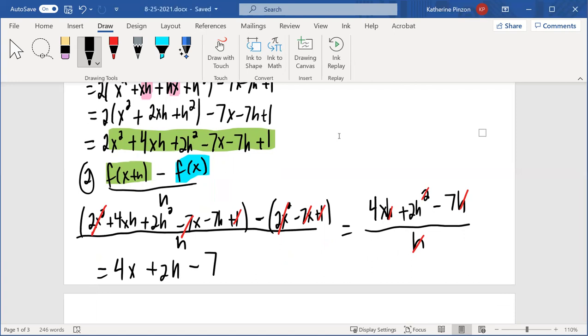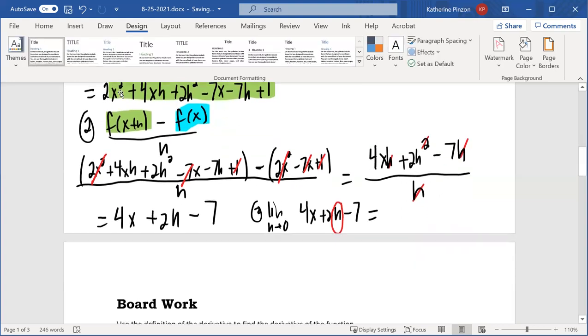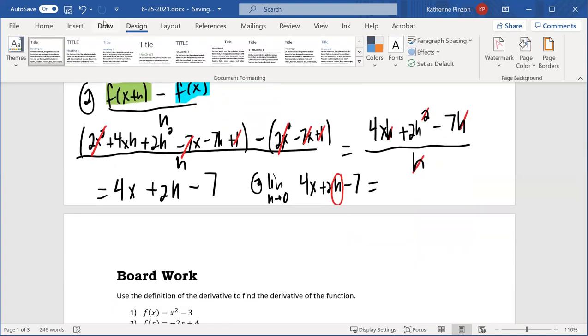What was step number 3? Do you remember? Limit. Limit as h approaches 0. Step number 3 is to take the limit as h approaches 0 of this guy. So for this h term, I'm going to plug in a 0. Not for any of the x's, right? I'm only taking the limit as h approaches 0. I'm not doing anything to the x's.